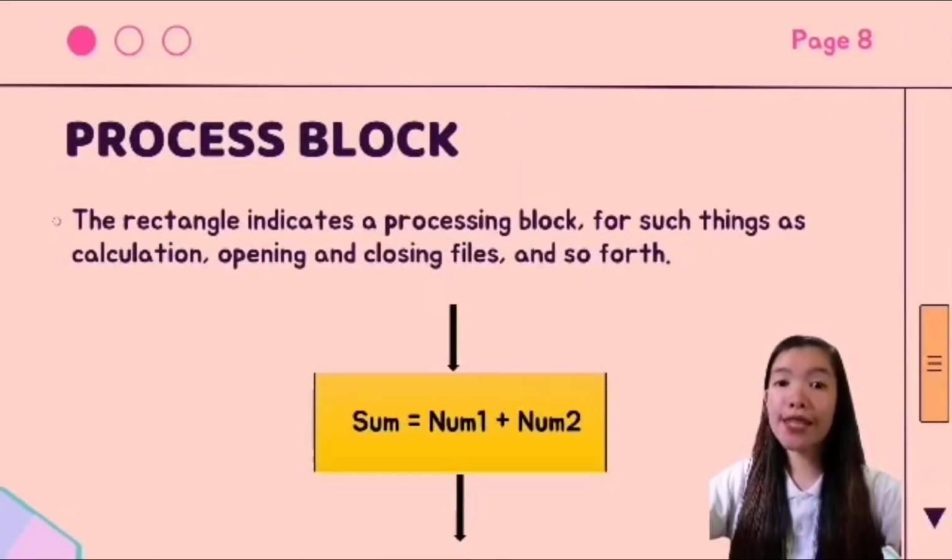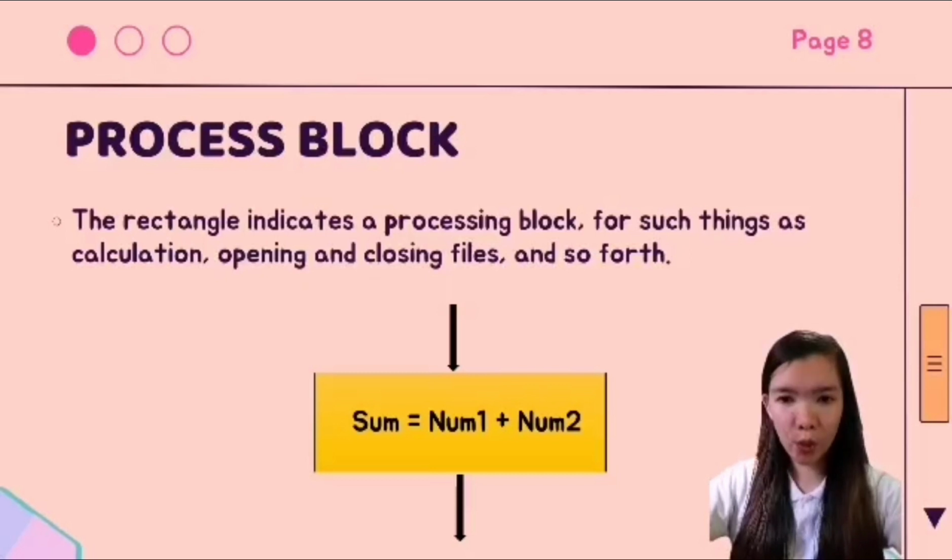So, next, we have process block. The rectangle indicates a processing block for such things as calculations, opening and closing files, and so on. Okay, so from the word process block, ito yung processes o actions na ginagawa natin. So, we have this example below. Meron tayong num1 at num2 kanina. Remember? You want to calculate their sum. Gusto natin makuha yung sum ng dalawa. So, we have sum equals num1 plus num2. So, don't forget rin po na isa lang ang enter at exit point ng process block.